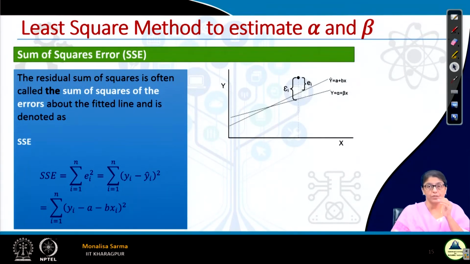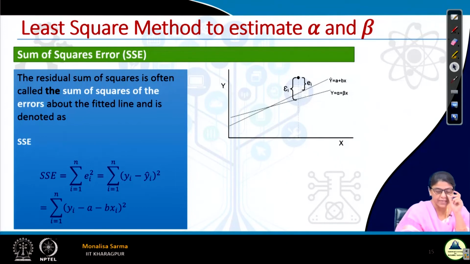So what is the best? I told you the best is when this residual is as small as possible. Now this residual can be positive as well as negative, so I will take the square. This method is called the sum of squares error. The residual sum of squares is often called the sum of squares of the errors about the fitted line and is denoted as SSE.